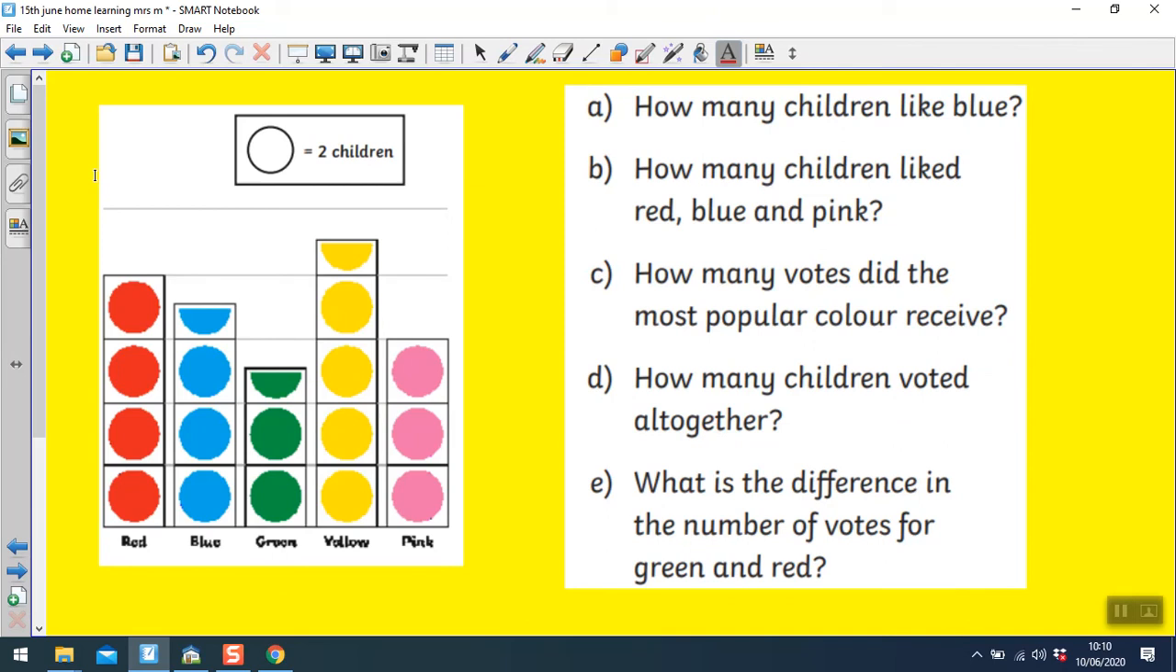Now have a look at this pictogram. Now each circle represents 2 children. So if you have half a circle like this, then that represents 1 child. So have a go at answering these questions. How many children like blue? How many children liked red, blue and pink? How many votes did the most popular colour receive? How many children voted altogether? And what is the difference in the number of votes for green and red? Pause the video while you answer these questions.